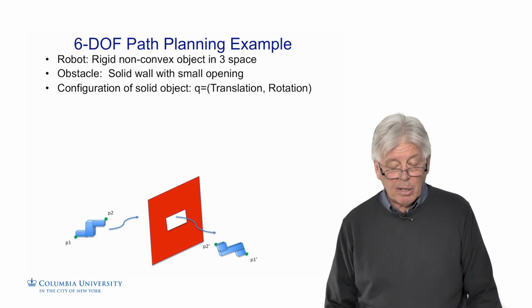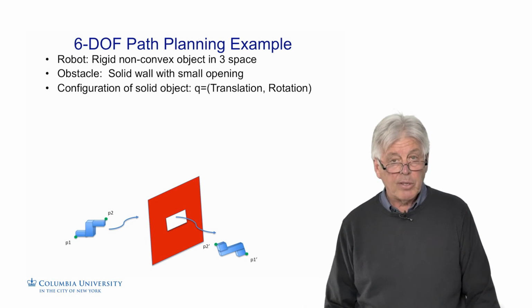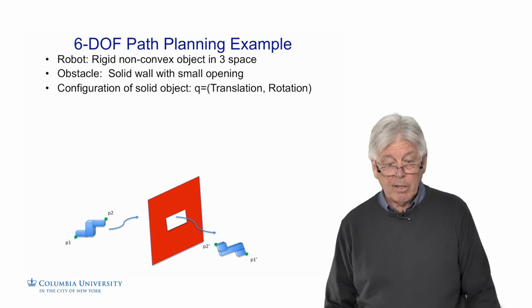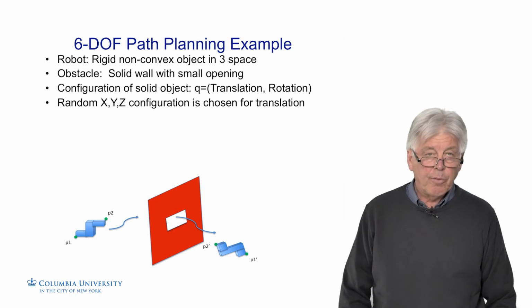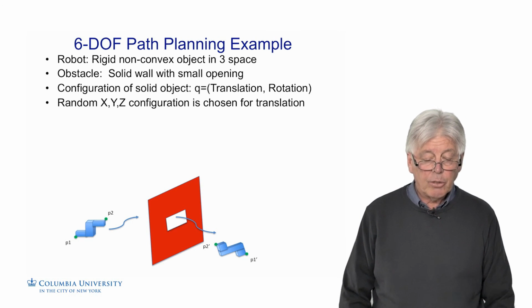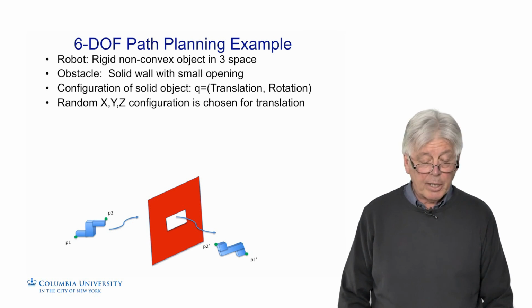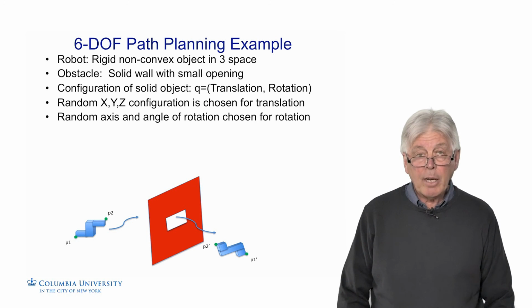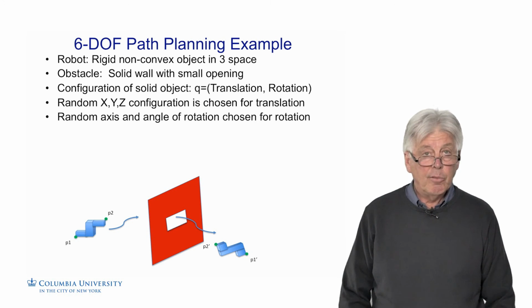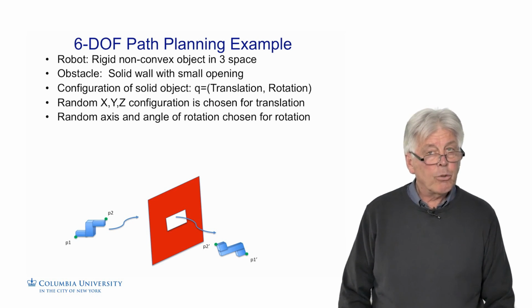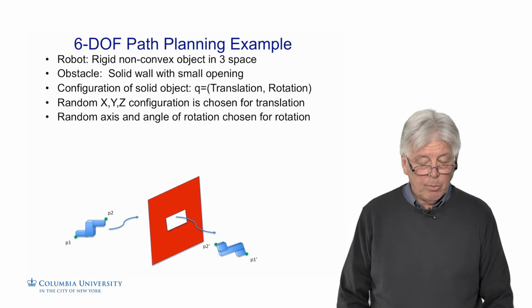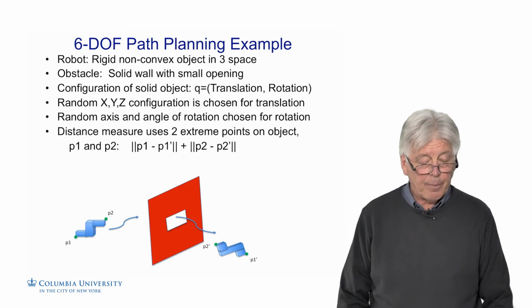The configuration of the solid object is Q, which is translation and rotation, so it has a position in space, x, y, z, and a rotation about the axes x, y, z. We can find a random configuration for our roadmap by just choosing a translation x, y, z, so that's one of the parts of this configuration, but we have to worry about the orientation too. So we choose a random axis and an angle of rotation about that axis for the rotation. So when we specify a node in the PRM, we're specifying a translation and a rotation, which is the configuration space of this object.